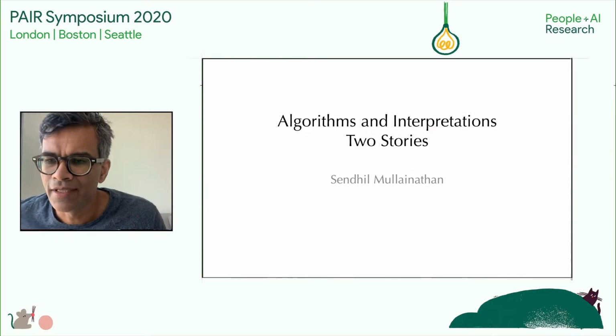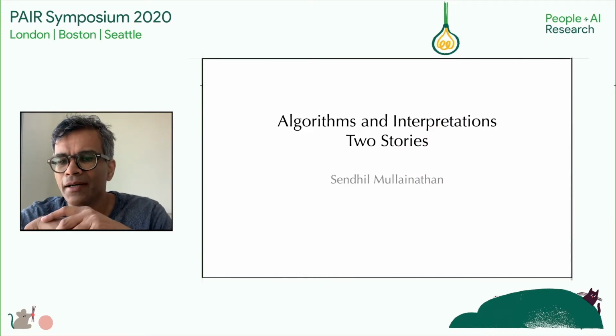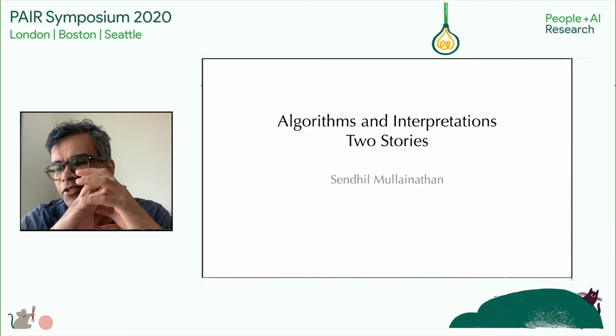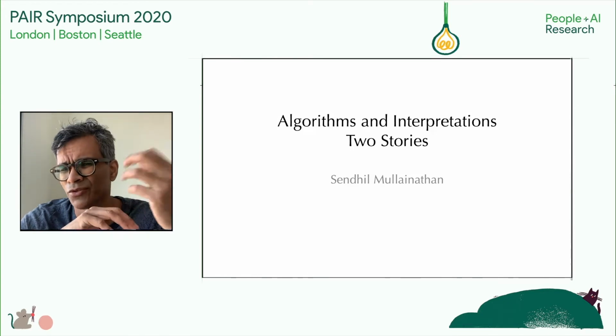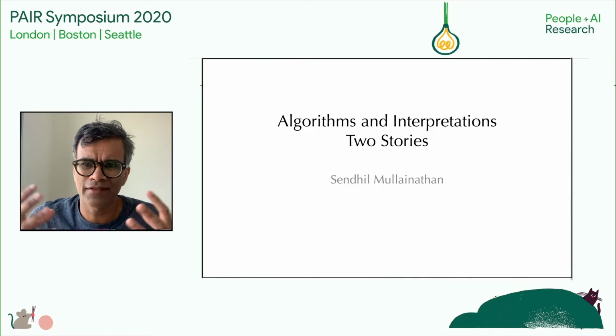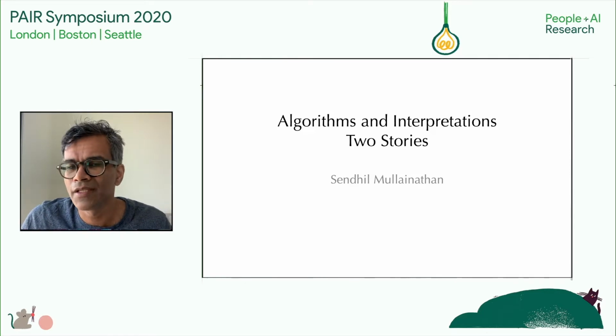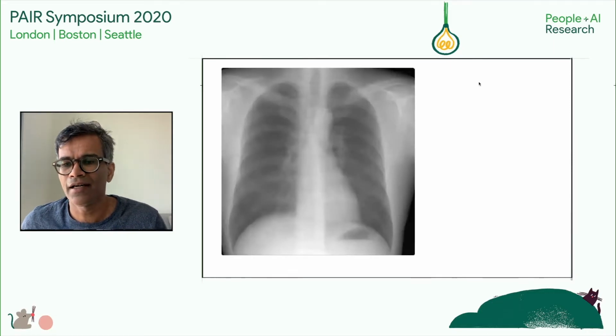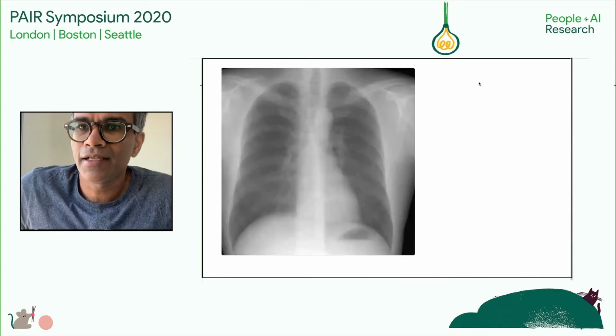Okay, let me start. What I want to talk about today is algorithms and how we interpret them, machine learning algorithms in particular, and I'm going to tell two stories. And these stories together, I think, will give us some guidance, hopefully, about this problem. The first story is not really work I've done. The first story is work that a Google team did a few years ago.